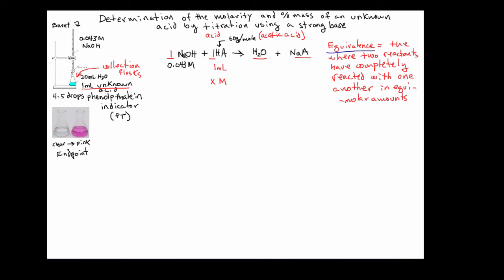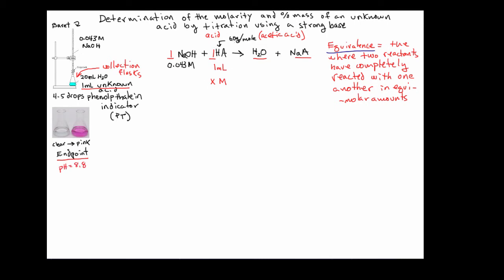Now, if you're in a more advanced class, then you should understand that this indicator dye is going to change color at a prescribed pH. And specifically for phenolphthalein, the color change is from clear to pink, as indicated underneath my schematic here. And that's going to happen at about a pH equal to 8.8.